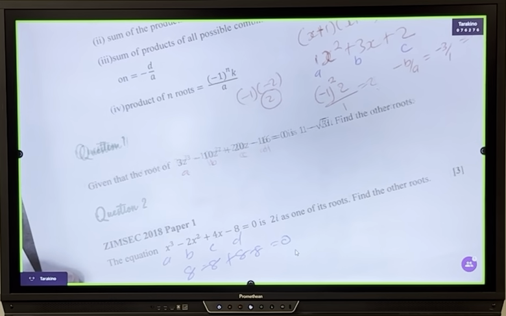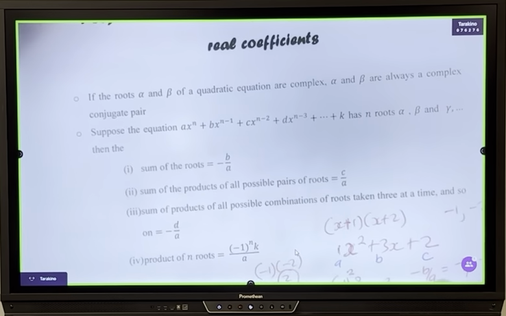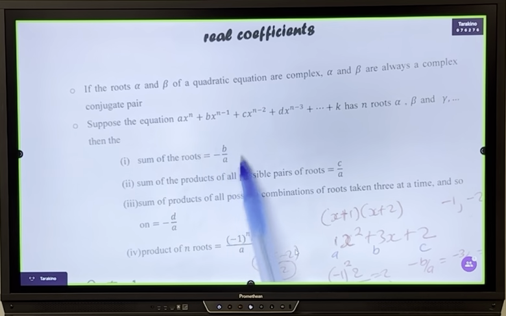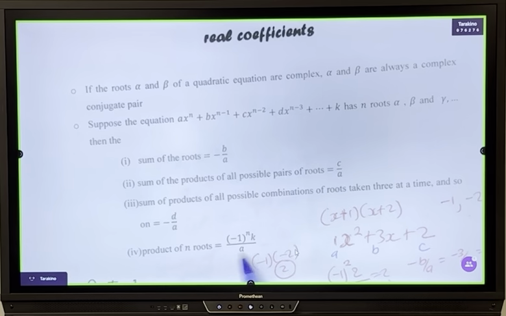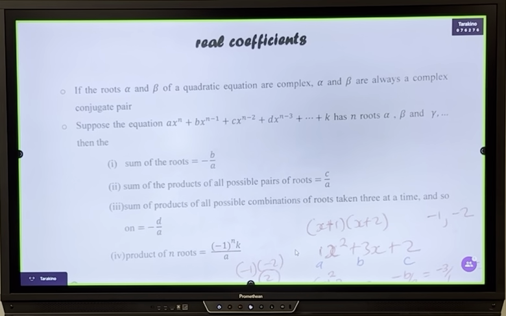So guys, always remember, this is very important. For these polynomial formulas, just remember the sum of roots is minus b over a, and the product of roots is equal to minus 1 to the n, k over a. n is the degree, k is the constant term of the polynomial, and a is the coefficient of the leading term. The leading term is the term with the highest exponent, the degree of that polynomial. Having said that, I would like to believe you won't face any challenges as far as polynomials are concerned.